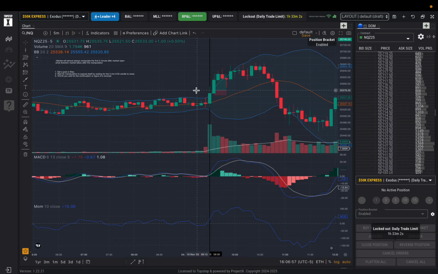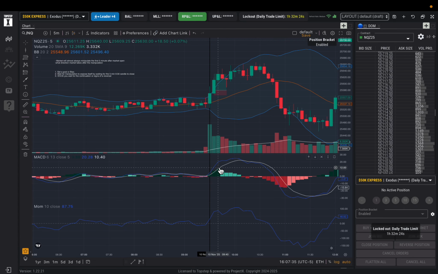So again, the rules is set a goal, bias, right? We're not 100% loyal to it, but we just have an idea, right? You wait for manipulation to expose itself by waiting for the 5 minute 9:30 candle to close, right? So you wait for this candle to close, then based on whatever happens in this candle and the indicators, it'll tell you whether price is just gonna keep flowing up or keep flowing down, or reversing up or reversing down, right? It's going to tell you reversals.